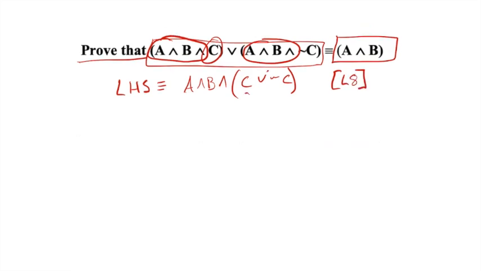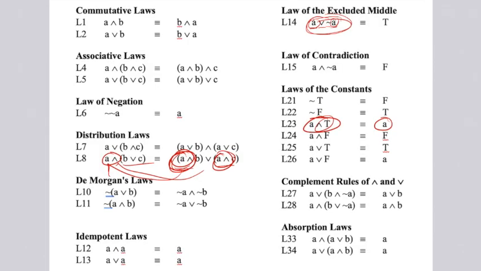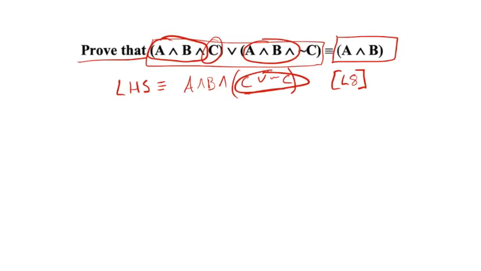So now my pattern recognition tells me I've got a C or not C there. That matches this law of the excluded middle again, where I've got something or not something. So law 14 tells me I can turn that into true. I'm going to write that, A and B and true. And that was law 14 that got me there.